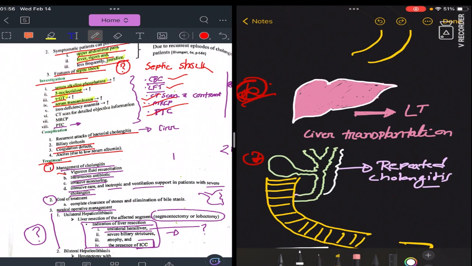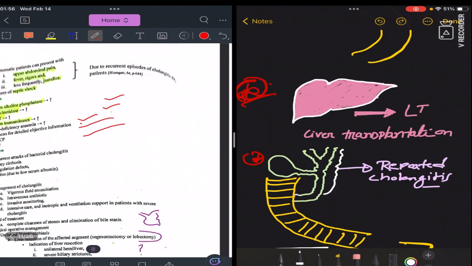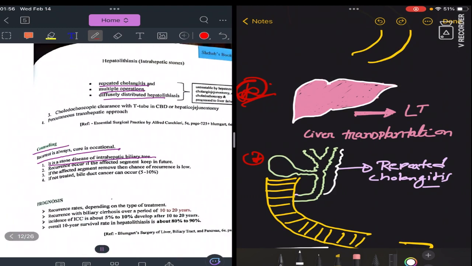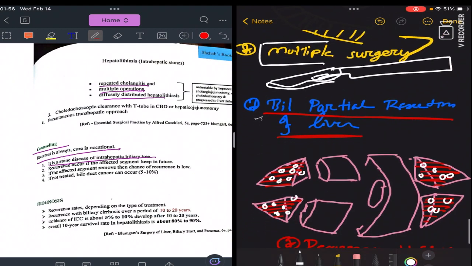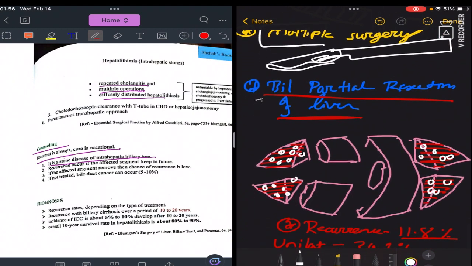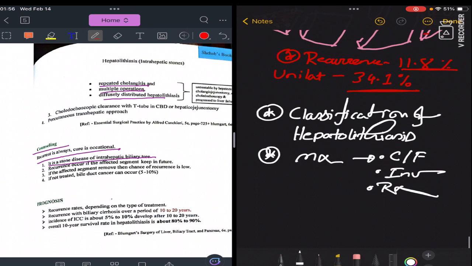For the liver transplantation, first is unilateral hemiliver. Repeated cholangitis, number one, repeated cholangitis, and then multiple surgery and bilateral partial resection of the liver. So the classification of hepatolithiasis.